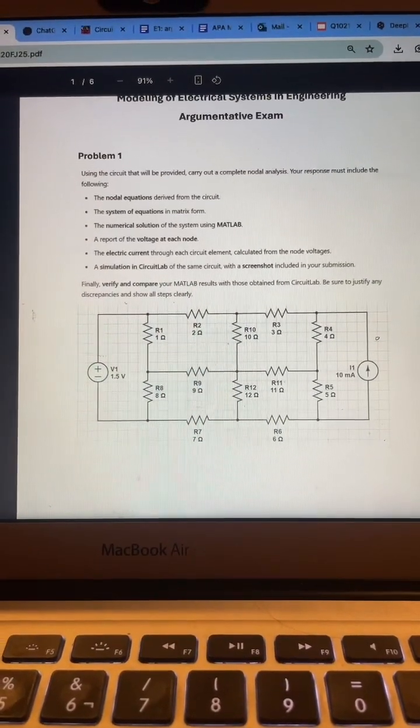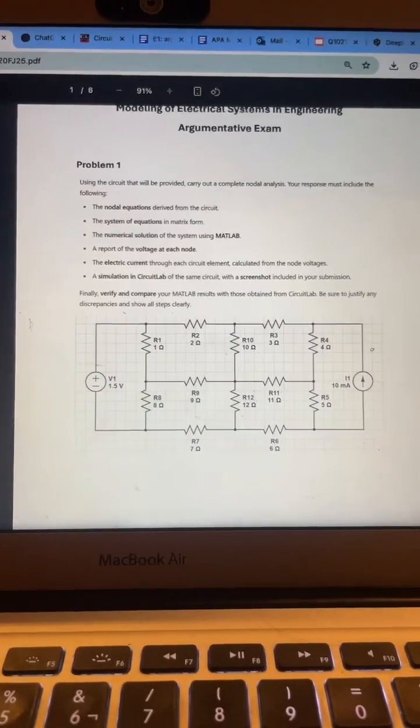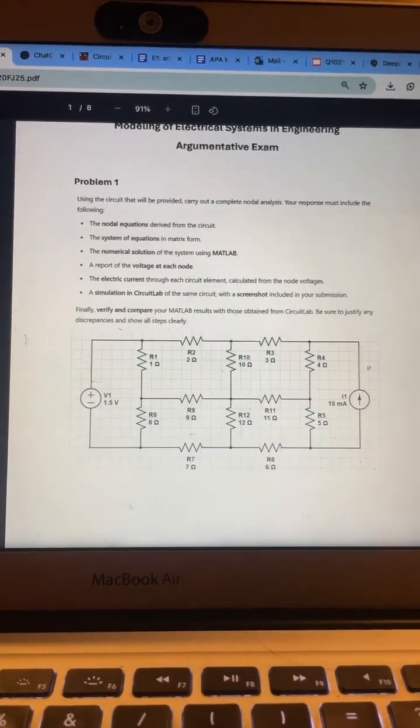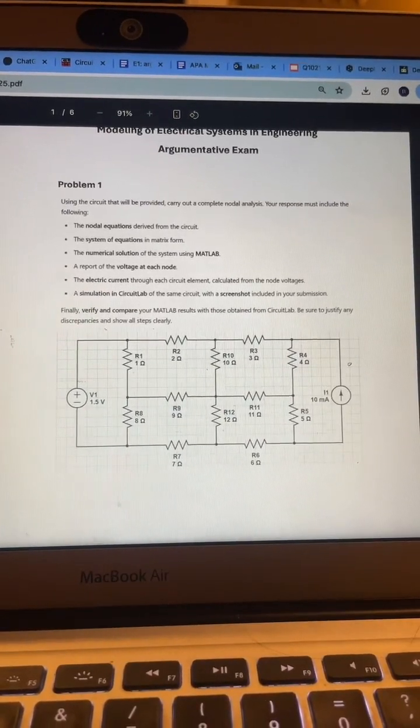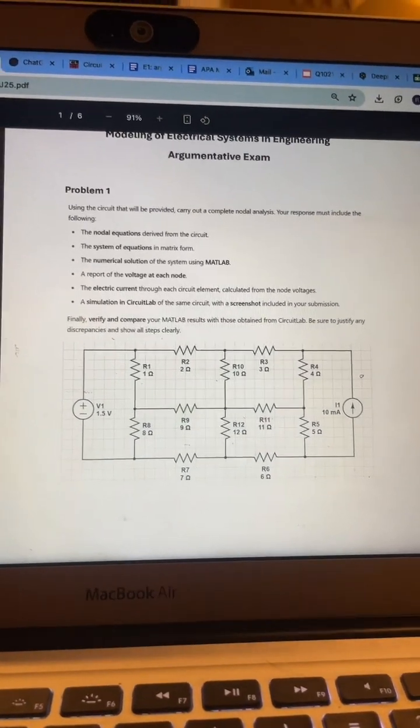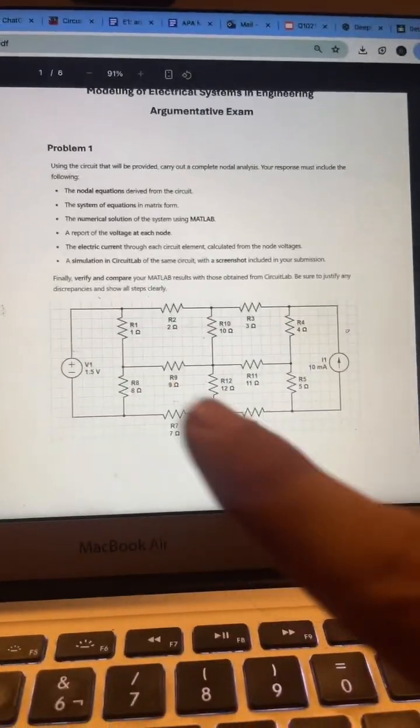and we have to do the nodal equation, the system of equation in matrix form, the MATLAB solution, a report of the voltage and the electric current, and a simulation in Circuit Lab. So the first thing I do is the nodal equation and the system of equation.